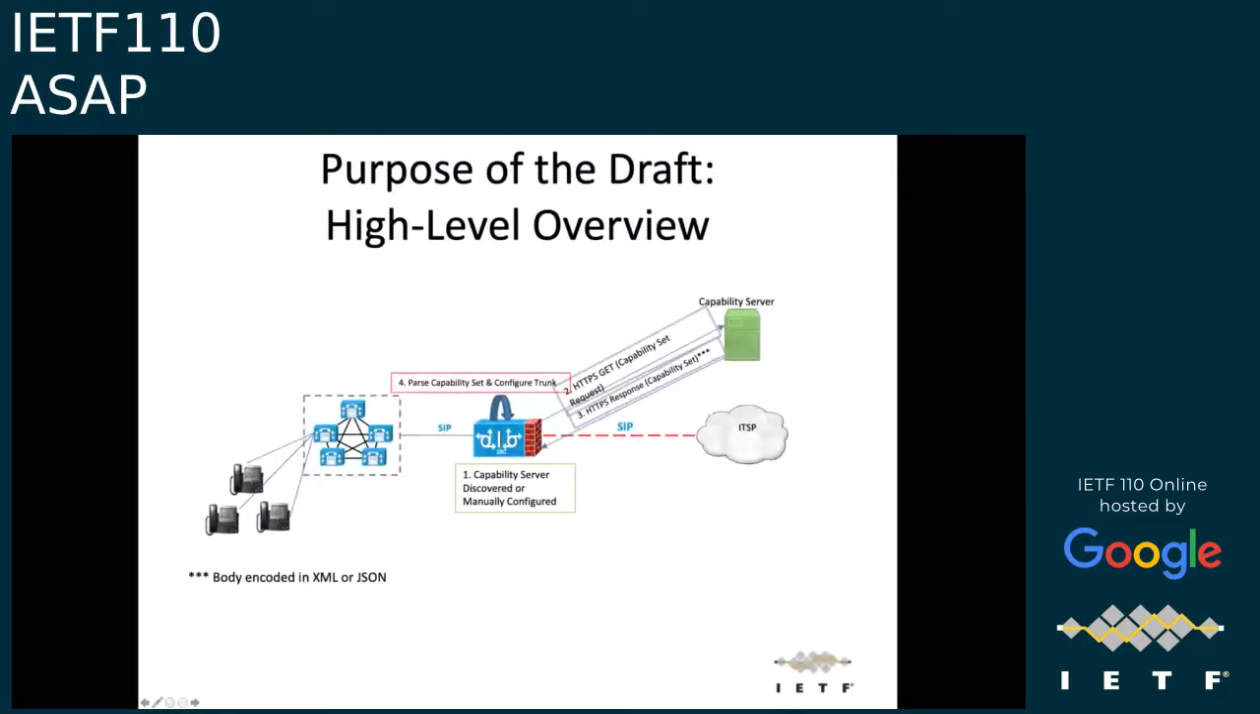Right. So I quickly wanted to walk through the high-level overview of what the draft proposes. For the purpose of this diagram, we've got an enterprise SBC sitting right in the center and a capability server sitting on the service provider network. The SBC will send a well-formed HTTP GET request to the capability server, and the capability server will respond with the required document to the SBC. Once it gets that document, it's going to either automatically parse it and configure itself, or an administrator can manually parse it and configure the SBC in order to get the SIP calls working. So that's a quick overview of what the draft proposes. Next slide, please.